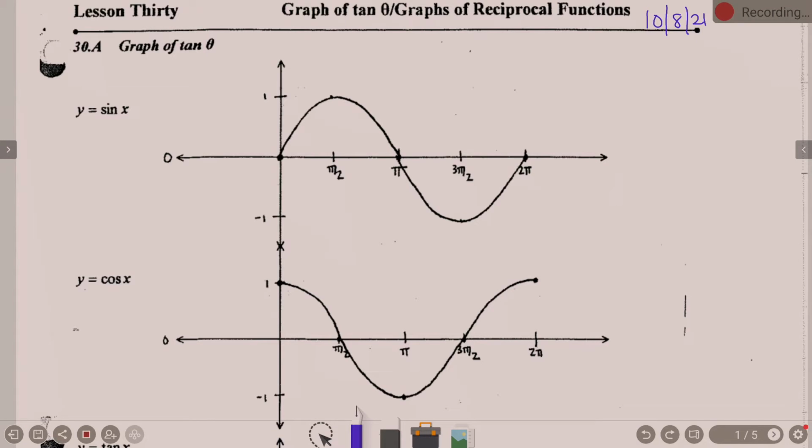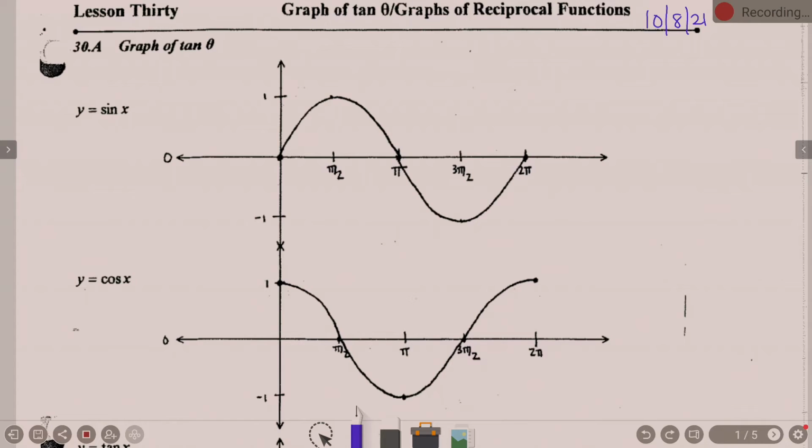Okay, so lesson 30, graph of tangent theta and graph of reciprocal functions. Basically, sine, cosine, tangent. Remembering how to do those, their reciprocals, and then just any type of reciprocals in general. So, basic review. I don't know how much we need this, but doesn't hurt to mention it, right?